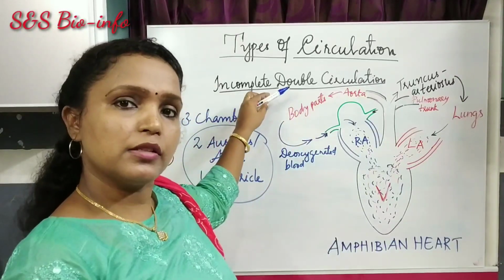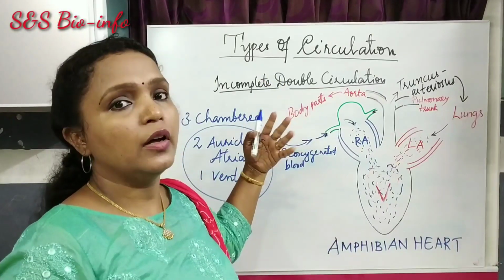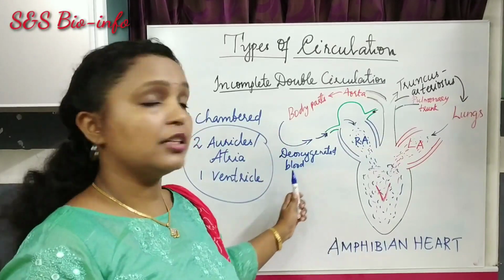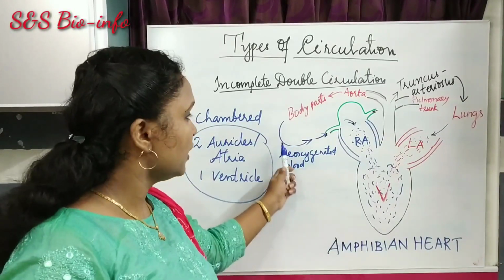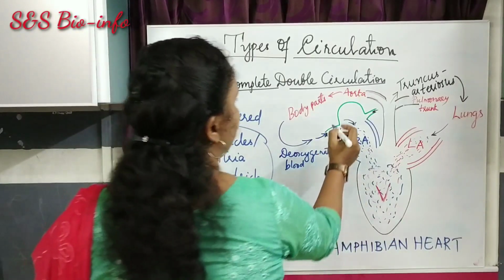Body parts means body organs. They utilize oxygen and release carbon dioxide. All tissues release carbon dioxide as the waste product. So the blood is deoxygenated blood, or impure blood, that is collected to a specific part called the sinus venosus.